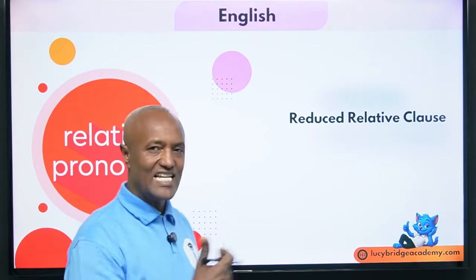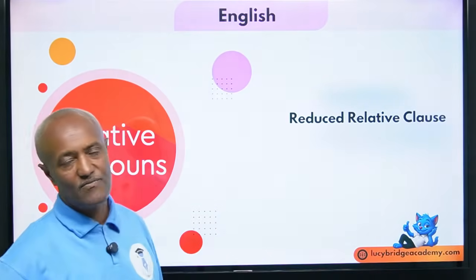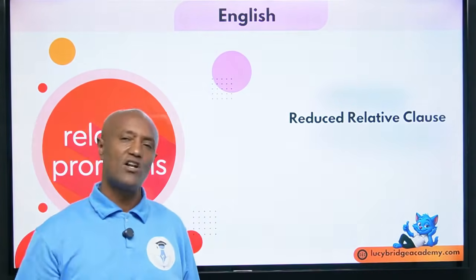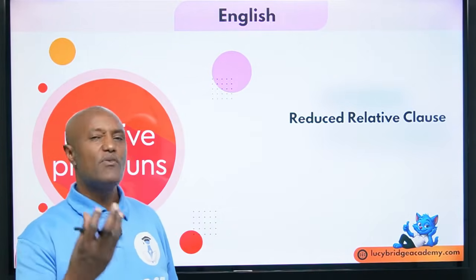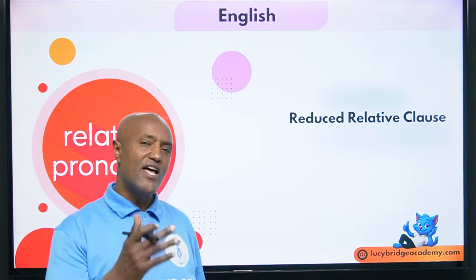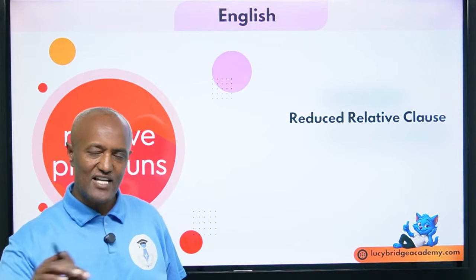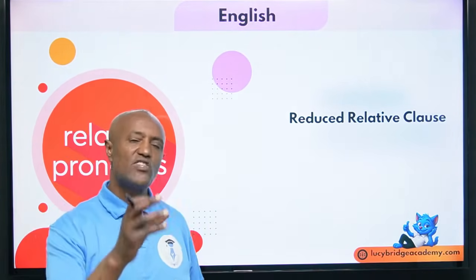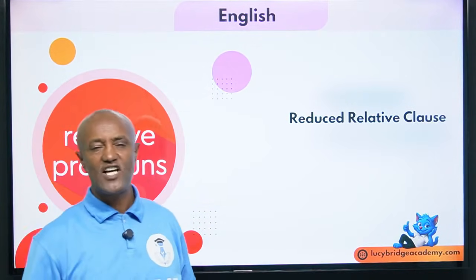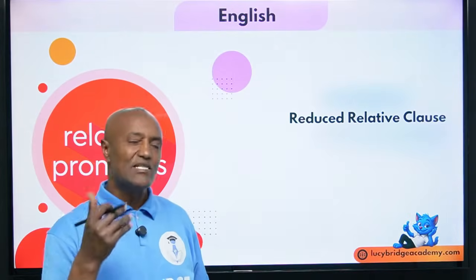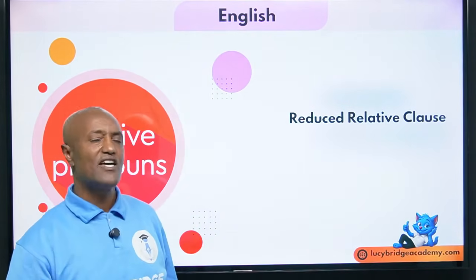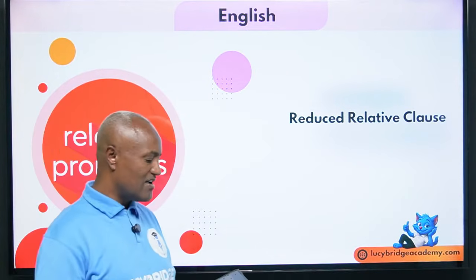Similar to that one, and connected with it, is the reduced relative clause. When we say reduced relative clause, we reduce the relative pronoun and the verb to be based on the voice. When it is active, we reduce the relative pronoun and change the main verb to present participle, or else -ing. But when it is passive, we reduce the relative pronoun together with the verb to be, and we are left with the past participle, or else verb 3.